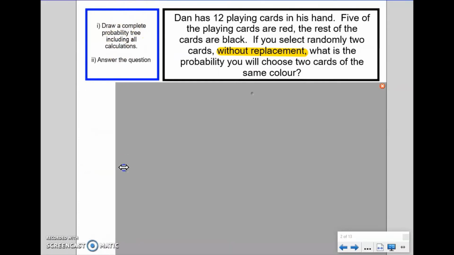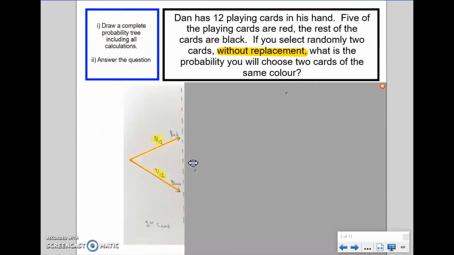My first event is choosing either a red card or a black card. Probability of choosing red is 5 out of 12 because I've got 5 reds and 12 altogether. Probability of choosing black is 7 out of 12. I've got 7 black cards and 12 altogether. That's all quite straightforward. We're just setting up a couple of fractions that display this information. When it becomes a little bit trickier is when we look at drawing the second card, so the second event.